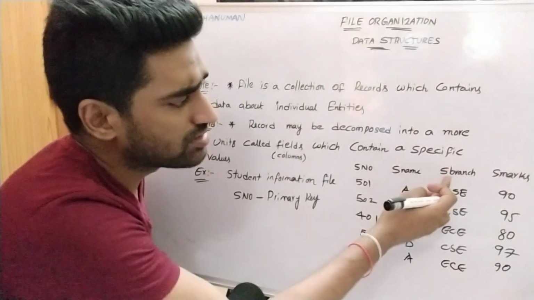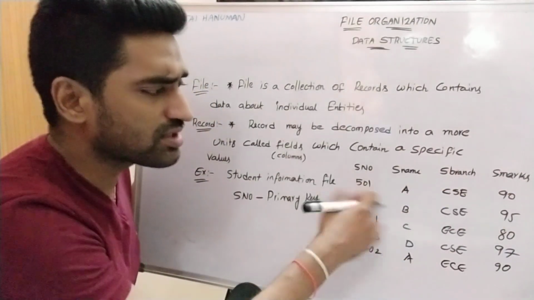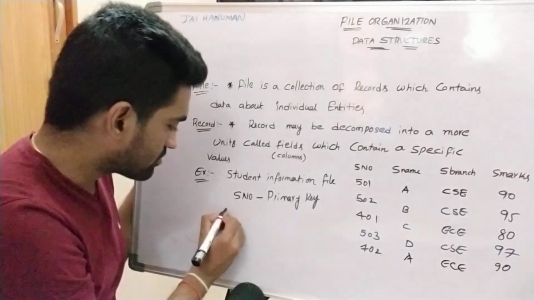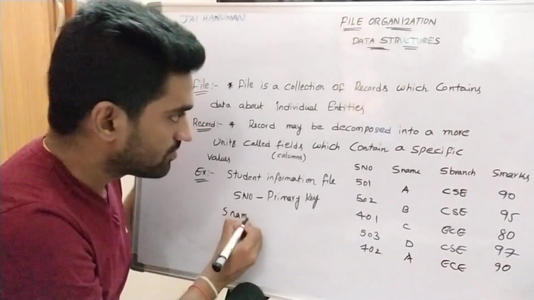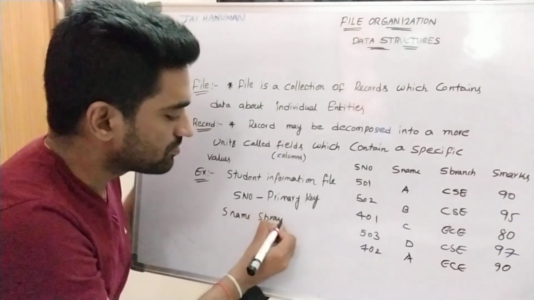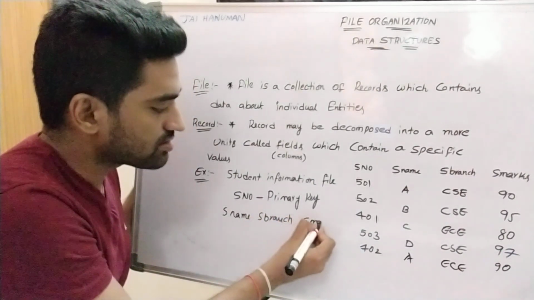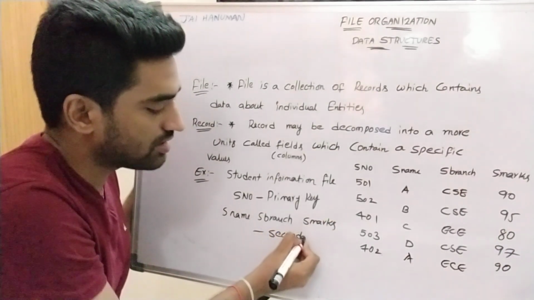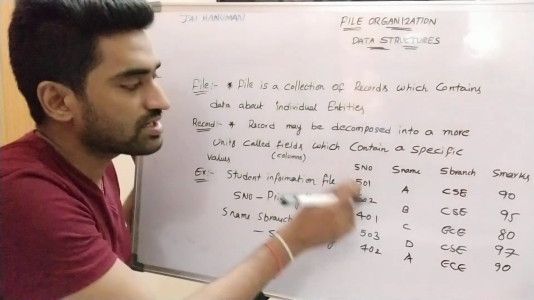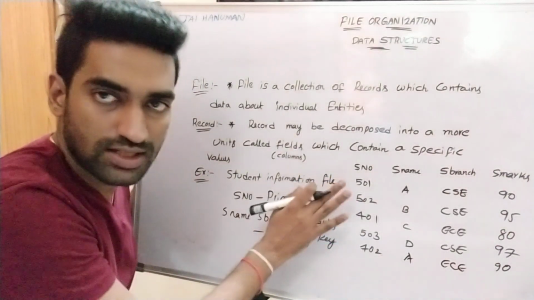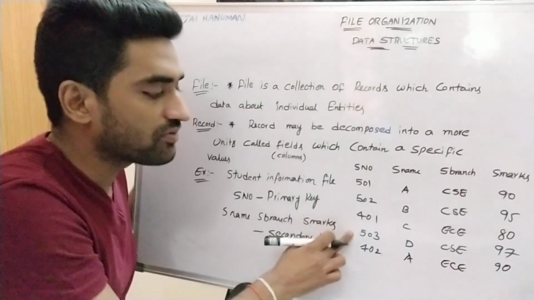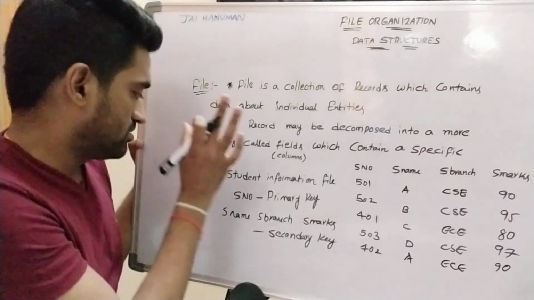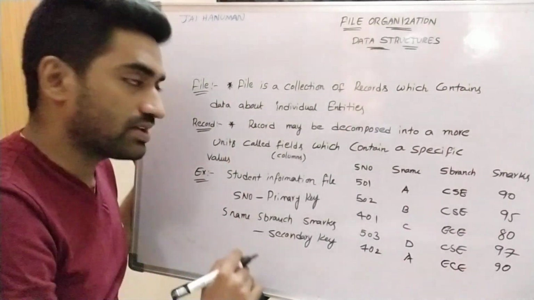So as for student name, student branch, student marks, more than two students may contain the same name, same branch as well as same marks. So in such cases student name, student branch, student marks are called secondary keys. So each and every record can be uniquely identified with the help of the student number field only, right? So this is about file, record as well as an example of a file.